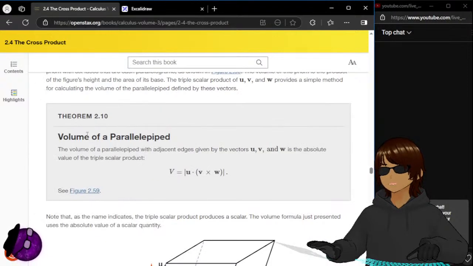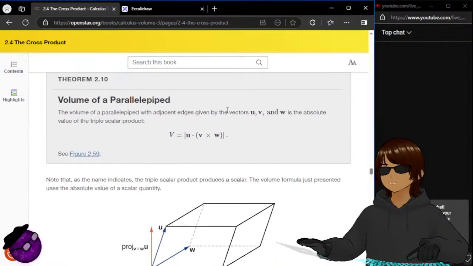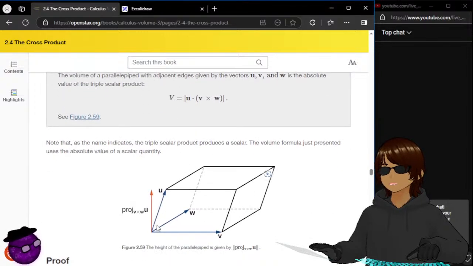Okay. Volume of a parallelepiped. How do you pronounce this? The volume of this shape with adjacent edges given by vectors v, u, and w is the absolute value of the triple scalar product. So v dot v cross u.